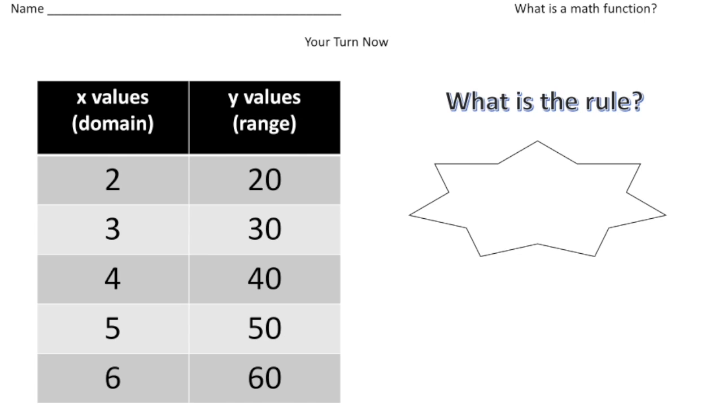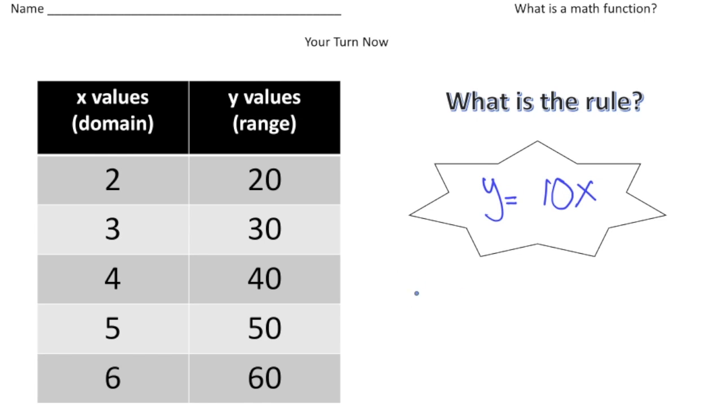Welcome back. Let's see how you did with this practice problem. Here are our domain values, these are the x values, and this is what happens to the x values when they go into the machine. The 2 turns into a 20, the 3 turns into a 30, the 4 turns into 40, and so on. This one's pretty easy. The rule is to get our y value, we take the x value and multiply it by 10.